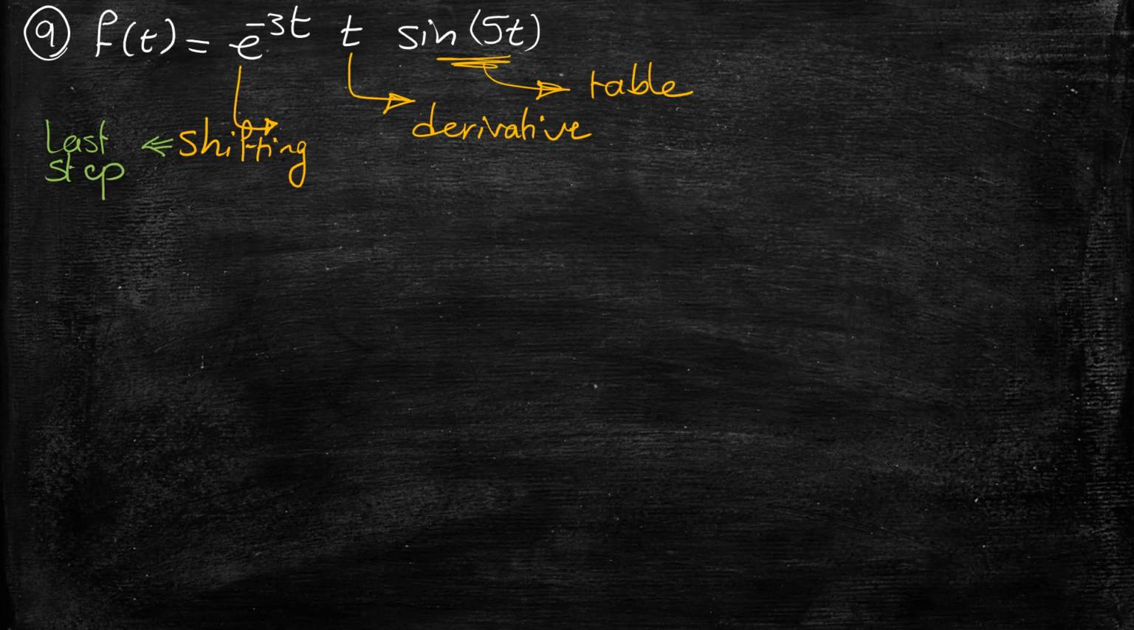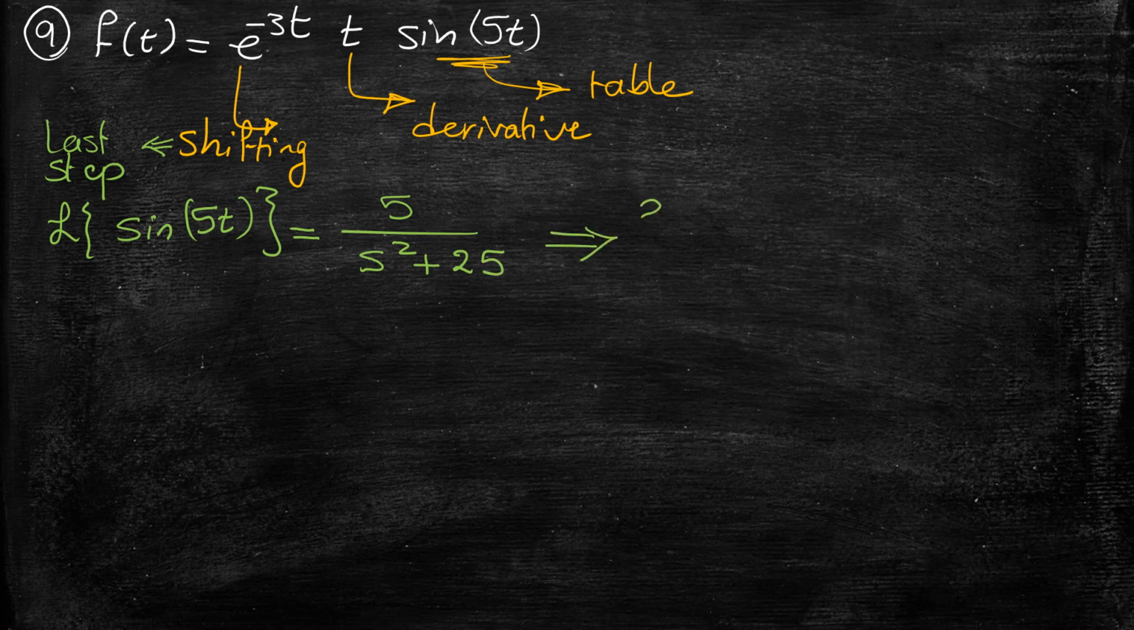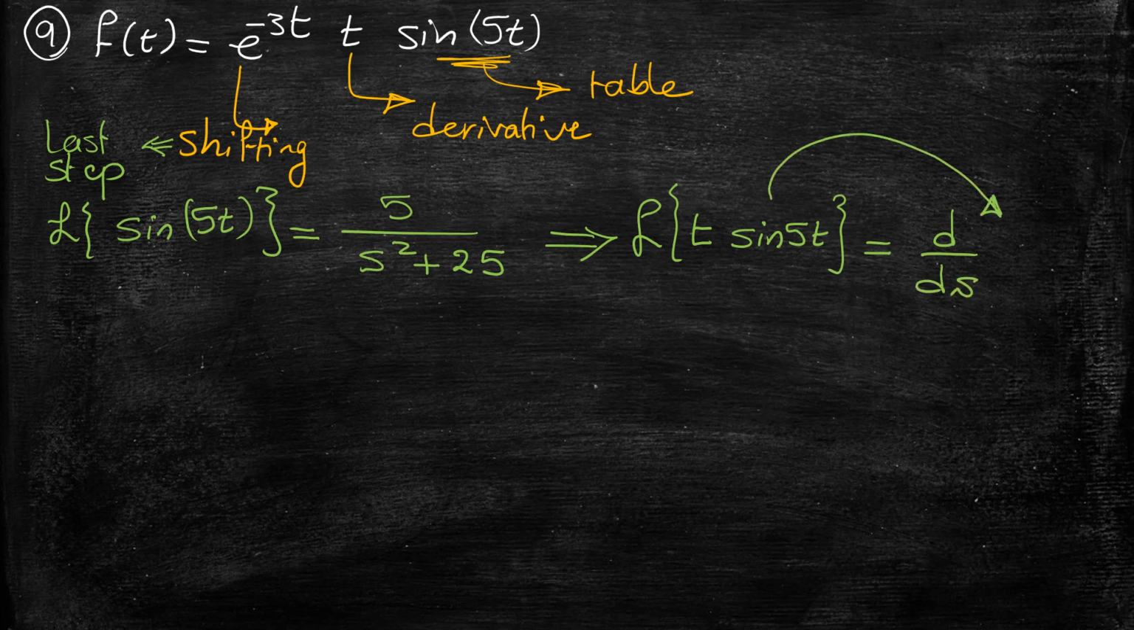At the beginning, we'll do this sine 5t transformation, which you already know from the table, which is 5 over s squared plus 5 squared, which is 25. And then I can do this transformation multiplied by t, which will do the derivative. So it will be d by ds of the s domain function for sine, which was already obtained in the previous step. And we have a minus sign, don't forget this minus.